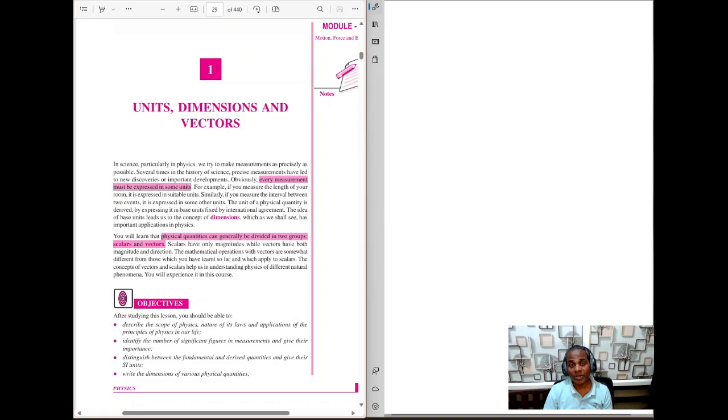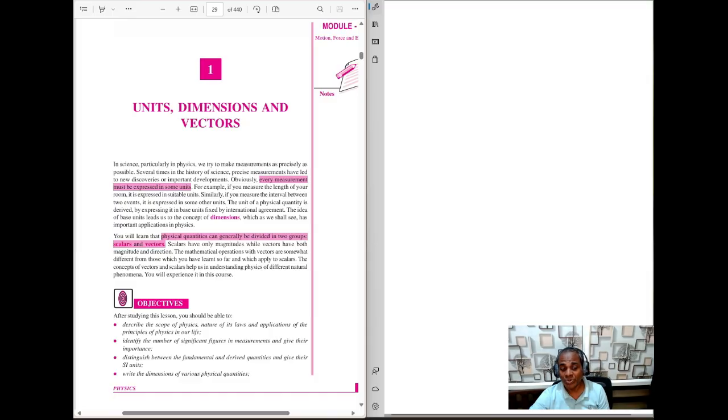In this video, we will learn about the concepts of units, dimensions, and vectors, which is chapter 1 of class level physics. Let's start with the objectives. After completing this entire lesson, we should be able to describe the scope of physics, nature of the laws and applications of principles of physics in our life.